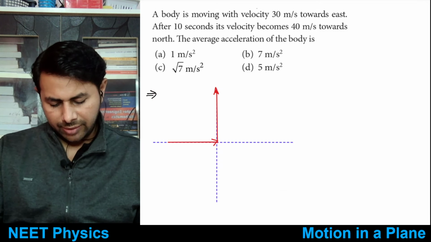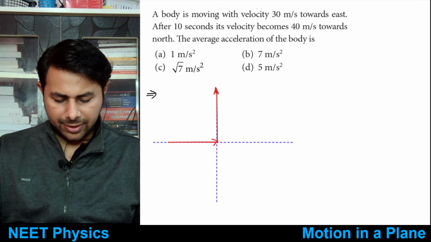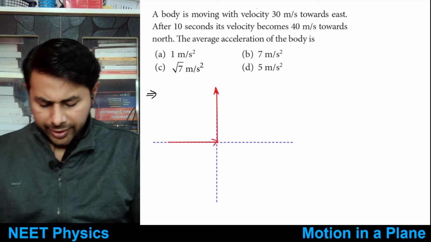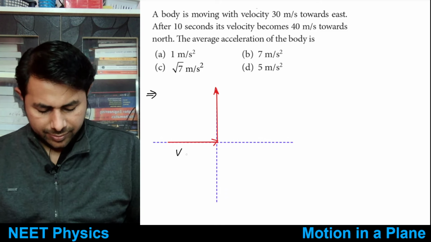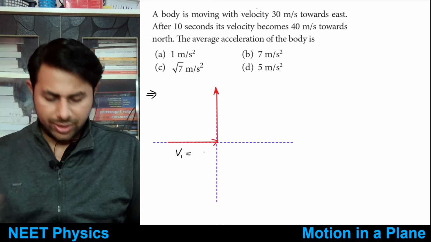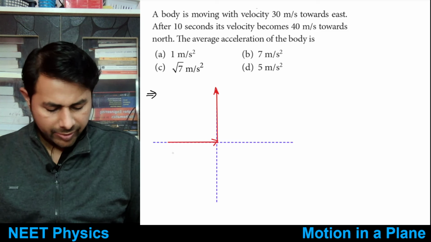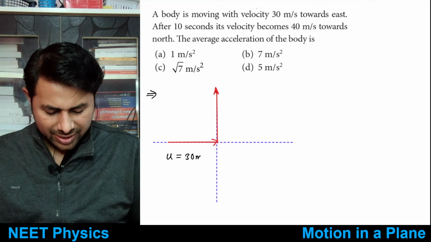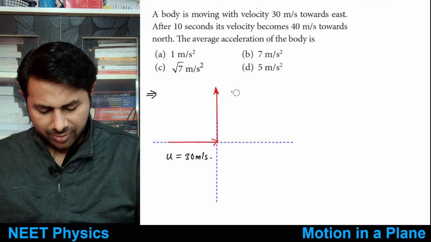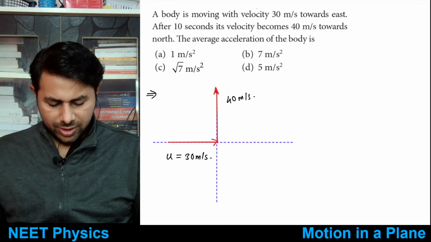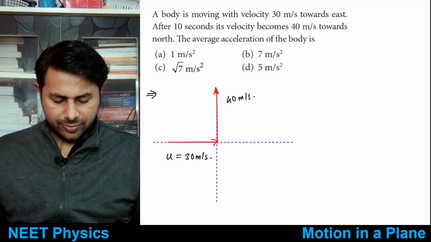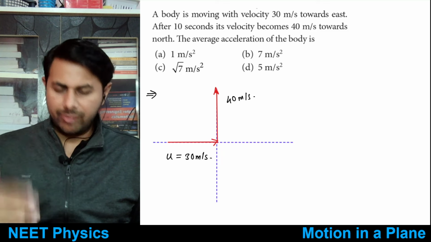Option C, root 7 meters per second square. Right. Okay, so this is 30 meters per second, or you can say this is v1 initial velocity, or you can say u. Let's say u bar is equal to 30 meters per second. Okay, this is 40 meters per second. So this is v bar and this is u bar, right? So now you want to find out v bar minus u bar.